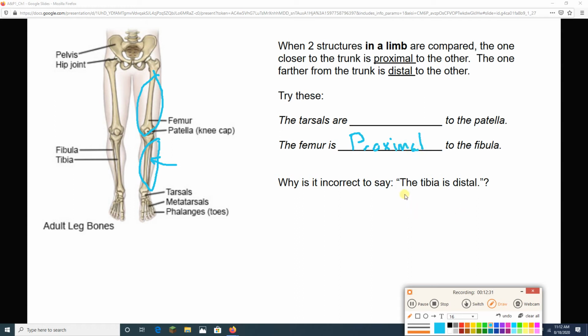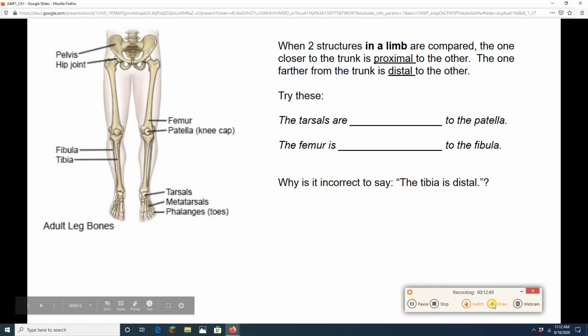Okay, by the way, you're never going to say a sentence like the tibia is distal. It's always going to be distal to something. Okay, cool. Almost done these directional terms here. Almost done with them.